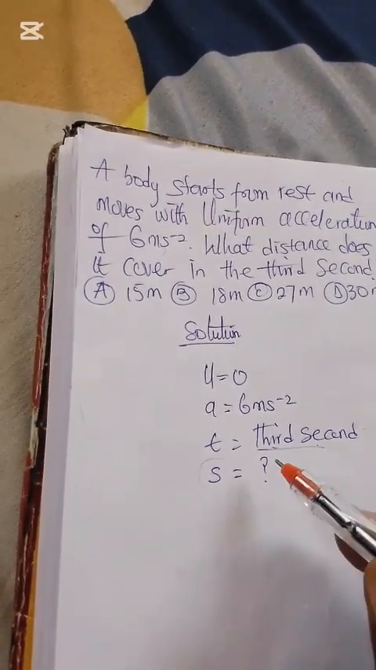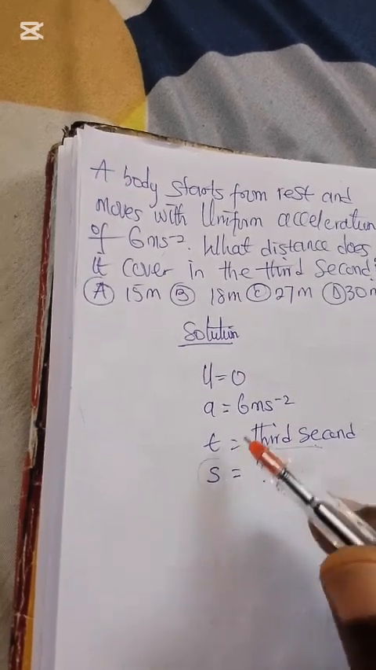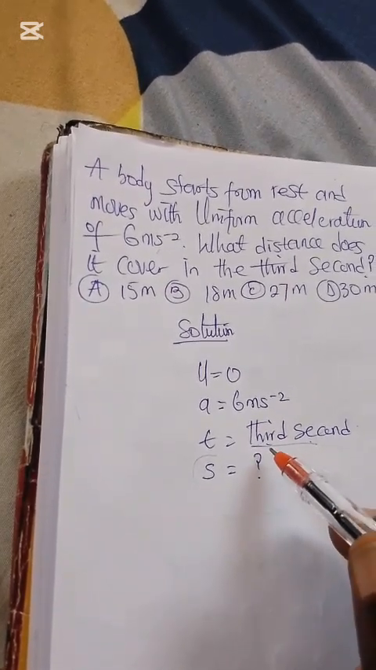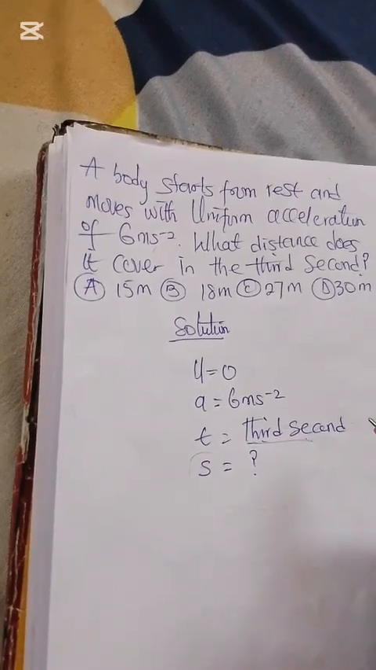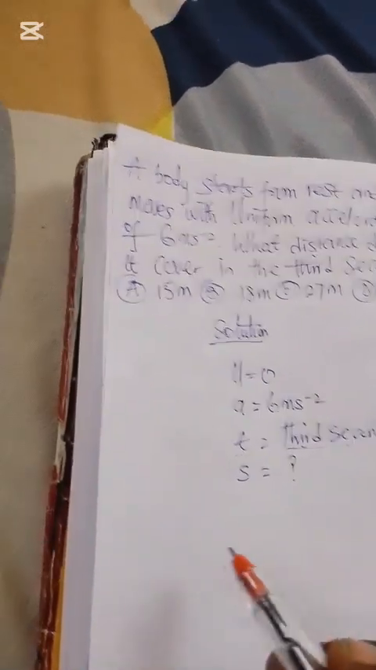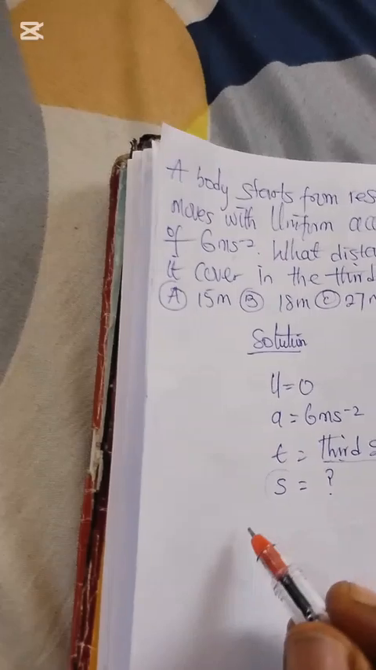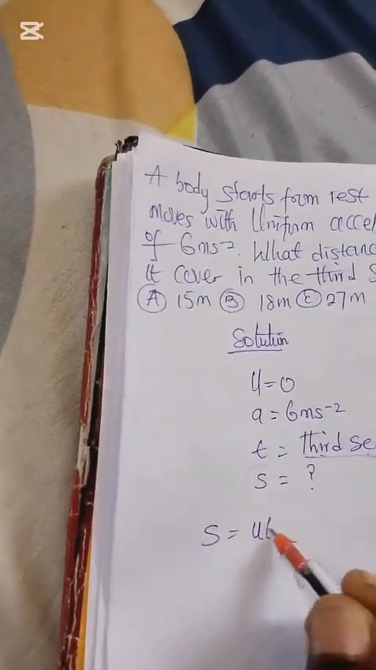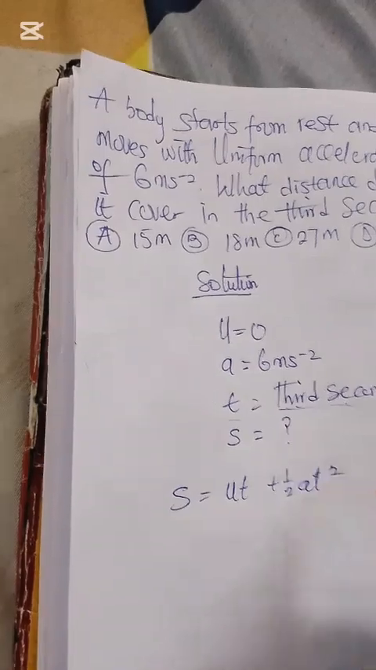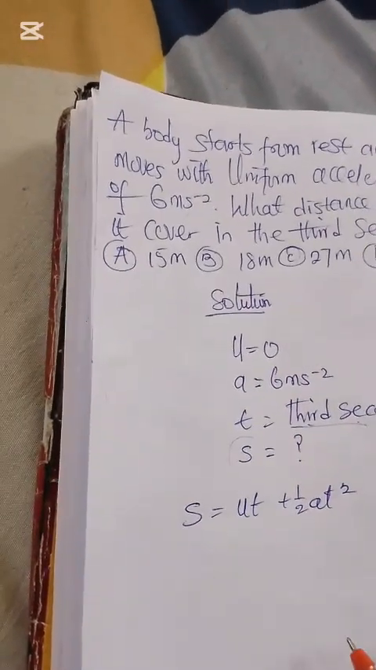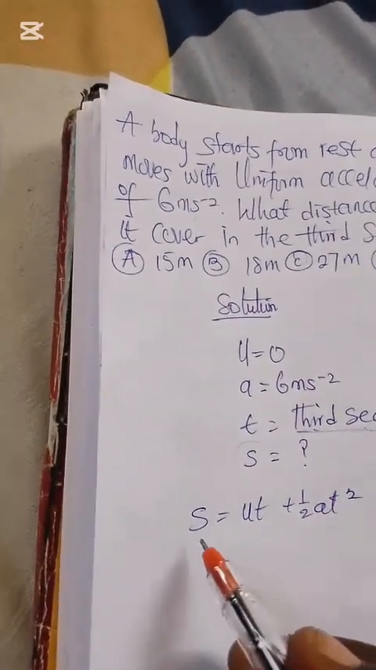So for instance, now in this question, we're asked to calculate the distance covered in third second. So we're going to solve for 3 seconds and 2 seconds. Then we subtract the answer we get to have the answer here. So we can start by saying that S equal to UT plus 1 over 2 AT square, because it contains all the variables there. So what is our distance?